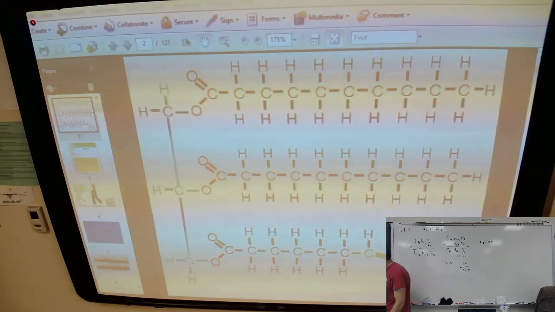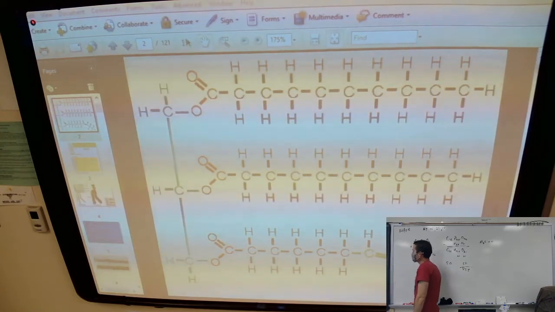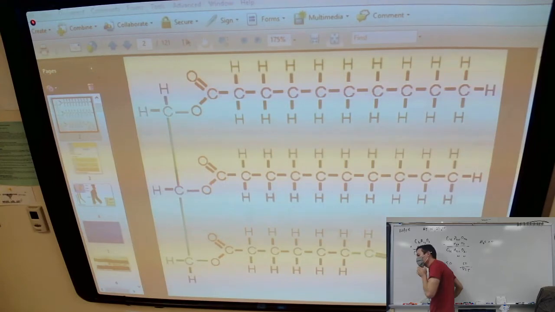So I've got a double bond in here. All right, so that's an unsaturated fat. How many tails does that unsaturated fat have? 3.